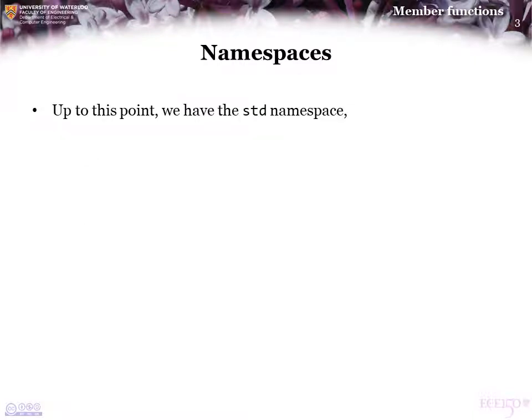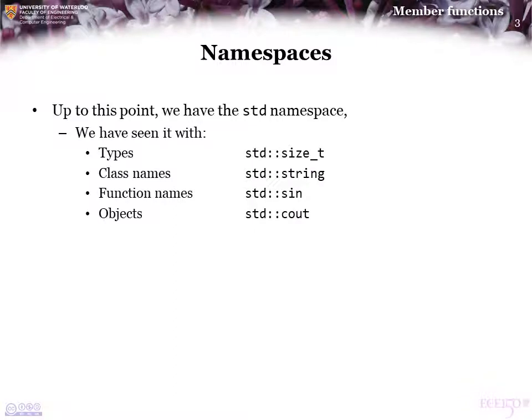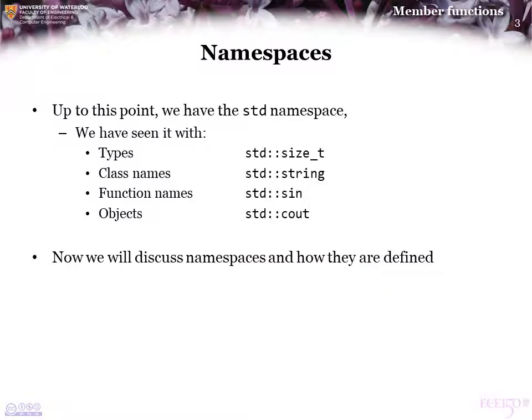All right. Up until this point, we have used, without serious explanation, the std or standard namespace. We have seen it with types such as std::size_t, class names such as std::string, function names such as std::sin, and objects such as std::cout, and we'll get more into this soon. Now we're going to discuss namespaces and how and why they are necessary in C++. And in fact, namespaces are used in numerous other fields, including, for example, XML.